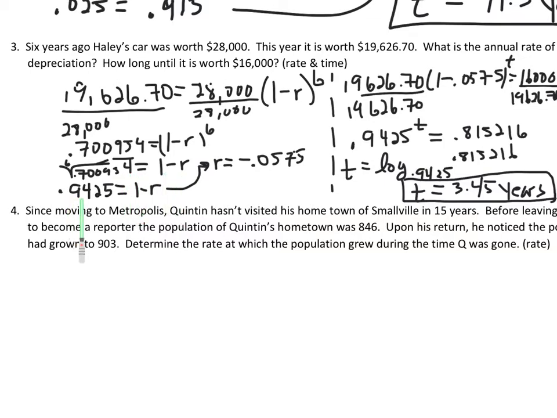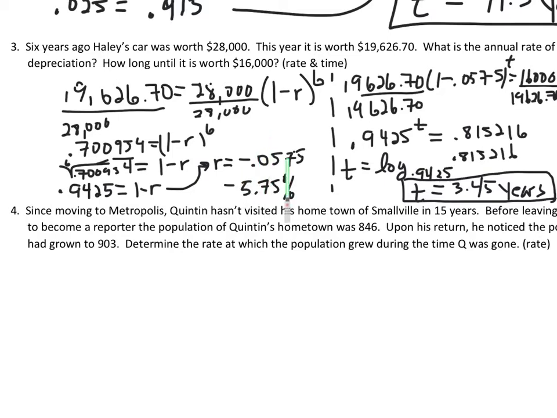This is 0.9425 equals 1 minus r. Therefore, r equals a negative 0.0575, which is actually negative 5.75% if we wanted to put that as a percentage. Okay? Now, the other part is where we had to find time.